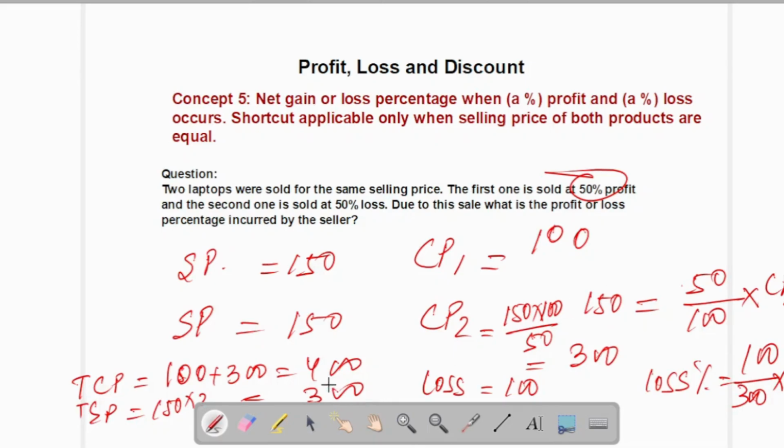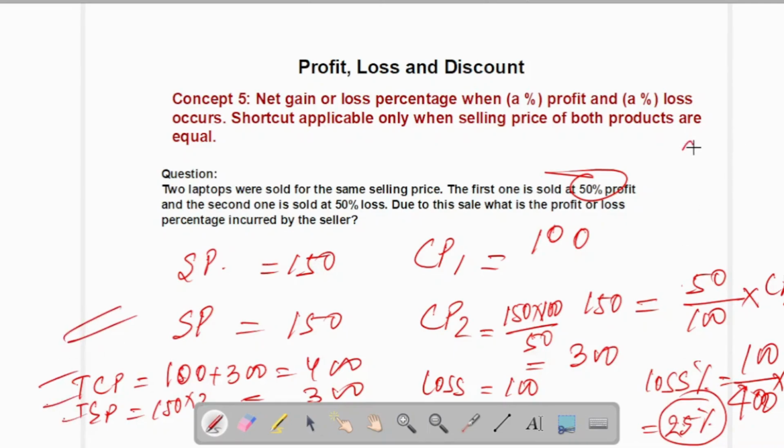Sorry, cost price is 400, not 300. Sorry. So we'll take the cost price as 400. So 100 divided by 400, 1 by 4, that means 25% losses. So the same calculation I am getting here by following these steps.